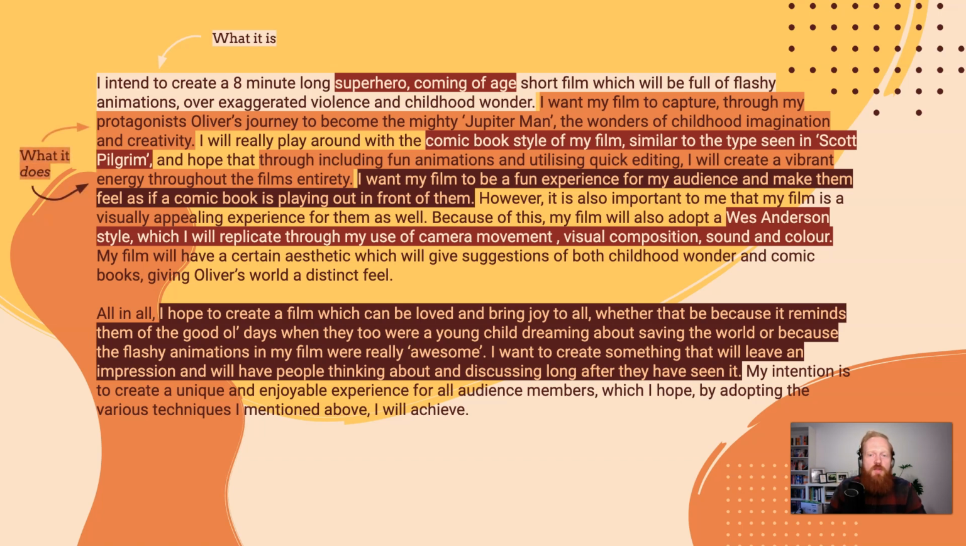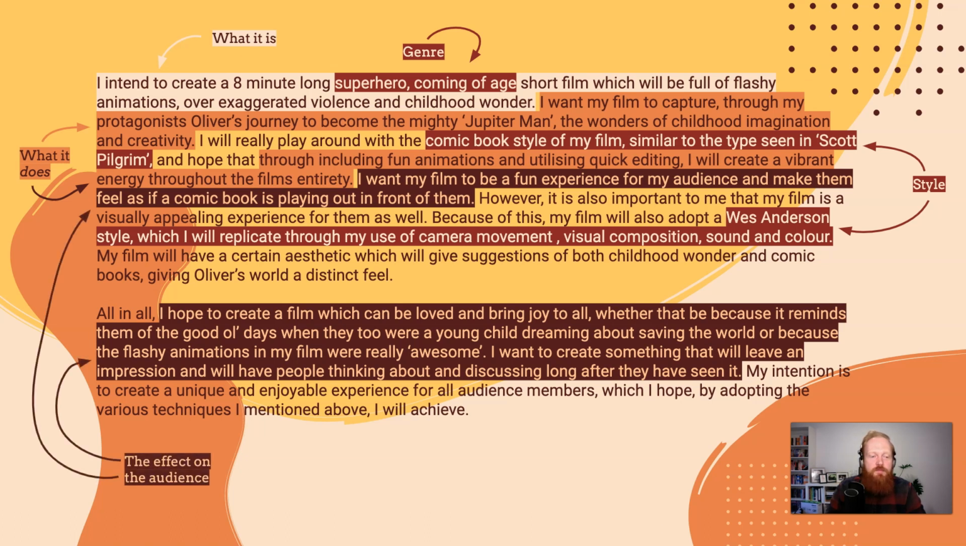We've also got what the product does. So capture the hero's journey and the wonders of childhood imagination. So that's what the product actually does. It's not a summary of the story per se, but it is a summary of what the story is meant to represent. We also have genre and style labeled here. We're not describing the genre and style, that comes later, but we have labeled it and given suggestions as to what it would be. And then finally, and most importantly, this is the effect on audience. I hope to create a film that will be loved and bring joy.